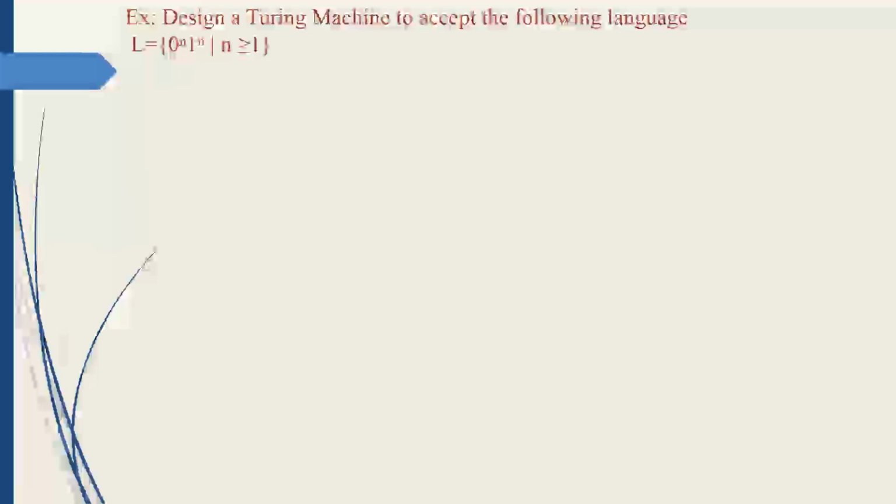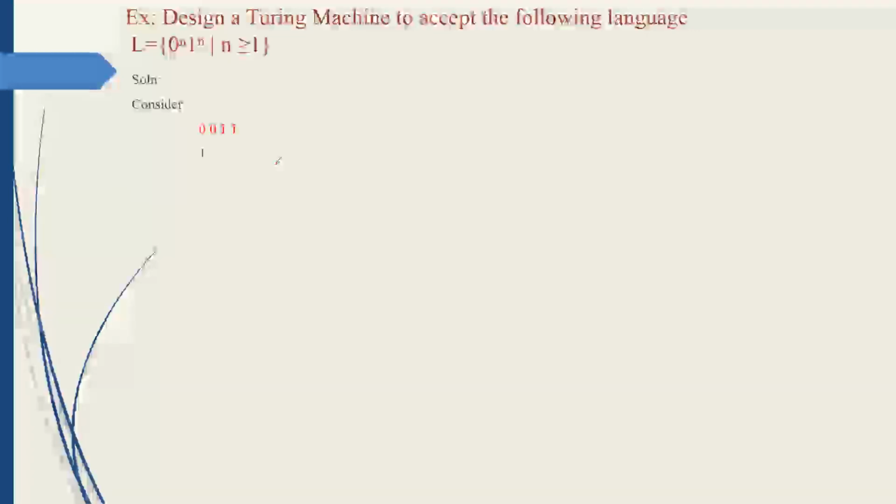It is given that the language accepted by the Turing machine should have the number of zeros followed by the number of ones, which shows that it should have an equal number of zeros and ones. But again, another condition is it should be zeros followed by ones. So we'll take an example to explain how the Turing machine works for this problem. I have considered the example string w equal to 0011. If you see this example, there are equal numbers of zeros and ones.